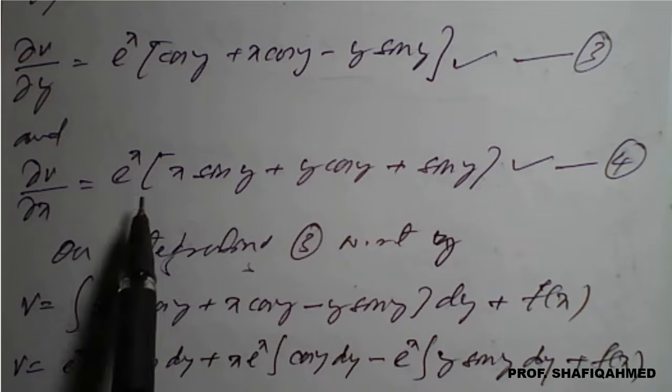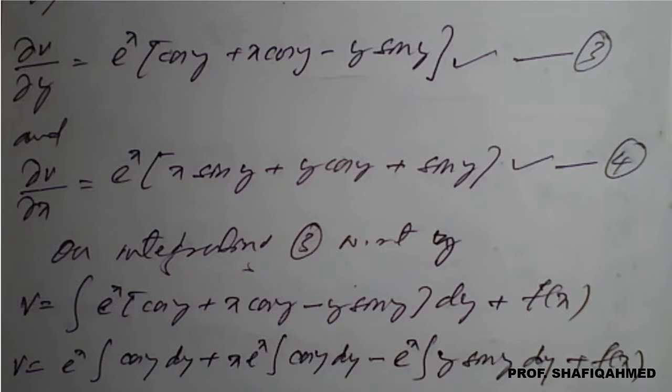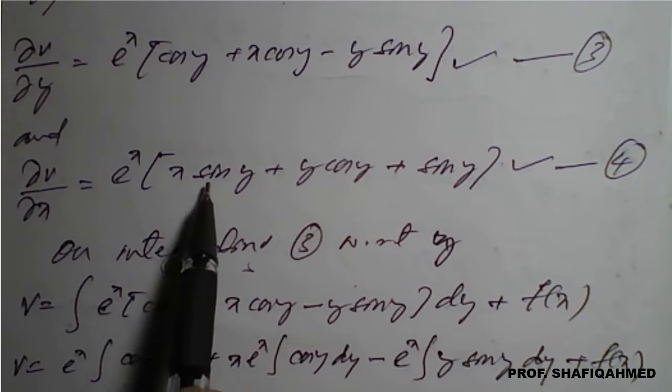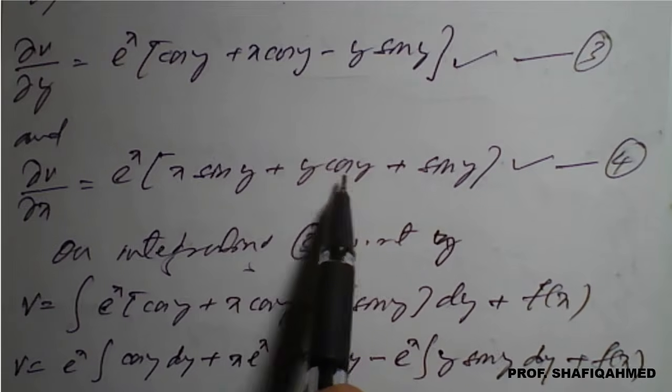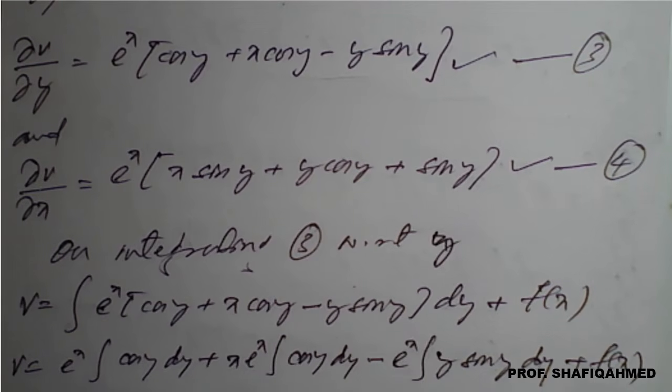So remember we are integrating with respect to x there. So at that time we have to go for each and every term, at that time y term will be constant. So at that time sin y is constant, y cos y is a constant, and sin y is also constant. So let's see here.